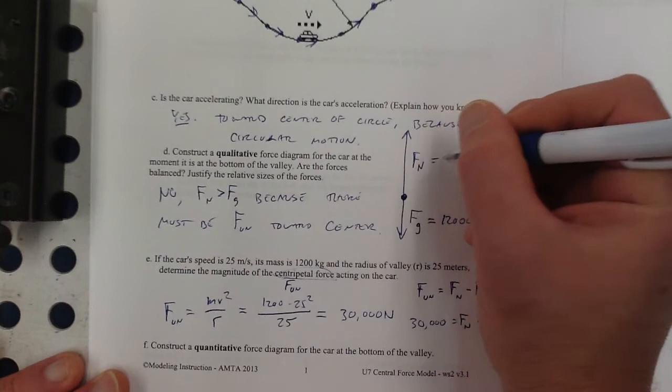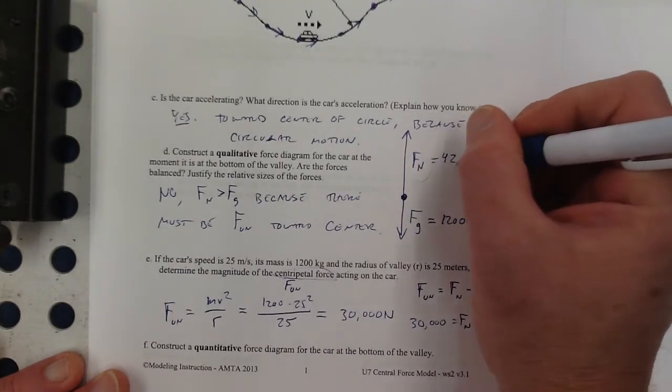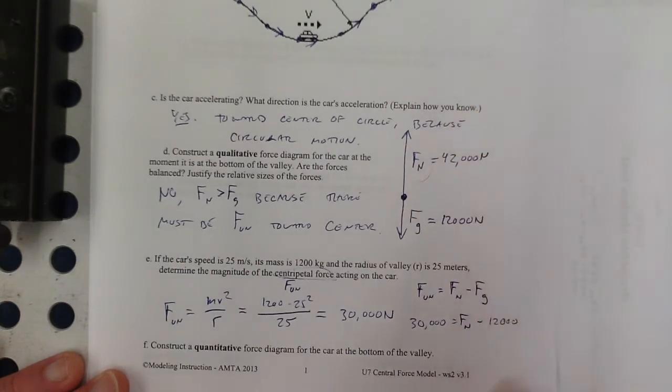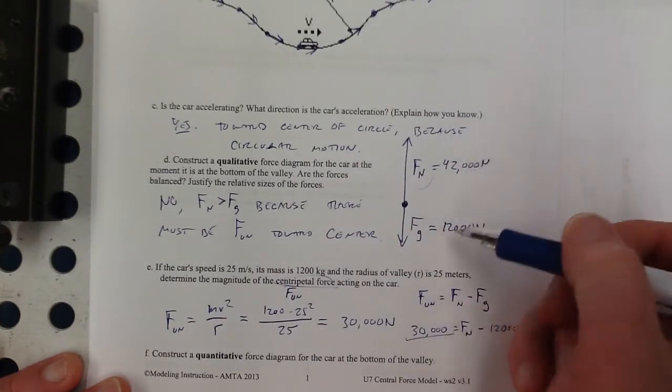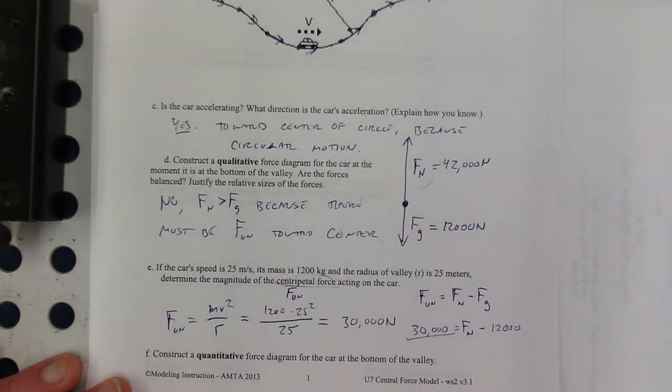So this is going to be 42,000. So you can see the difference here. The 30,000, that's the difference between these. Right? That's how you do it.